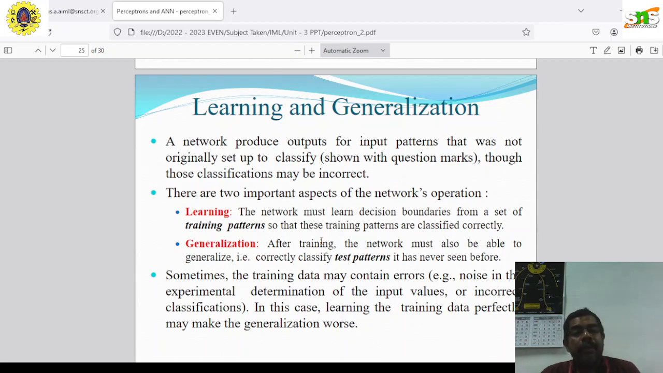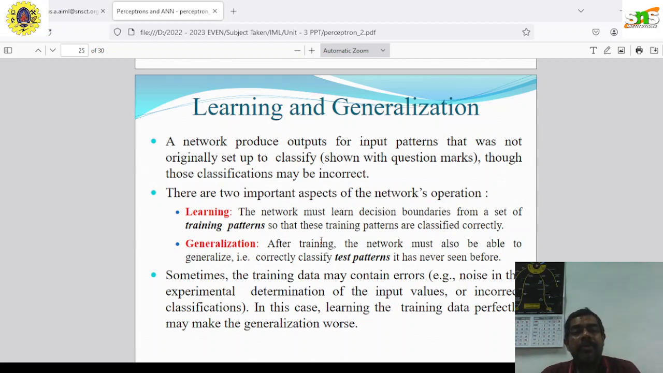There are two important aspects of a network's operation. One is called learning and another one is called generalization. Learning means the network must learn decision boundaries from a set of training patterns, so that these training patterns are classified correctly. And in generalization, after training, the network must also be able to generalize, that is, correctly classify test patterns it has never seen before.